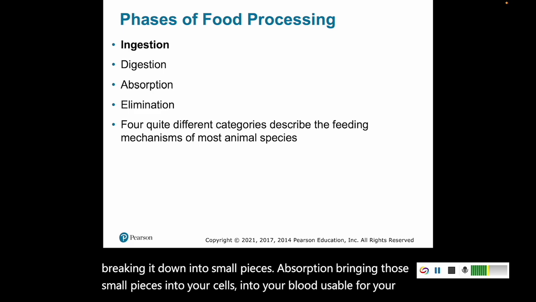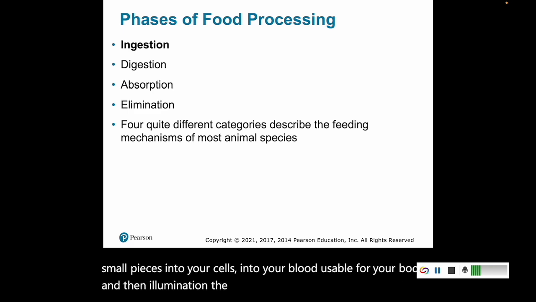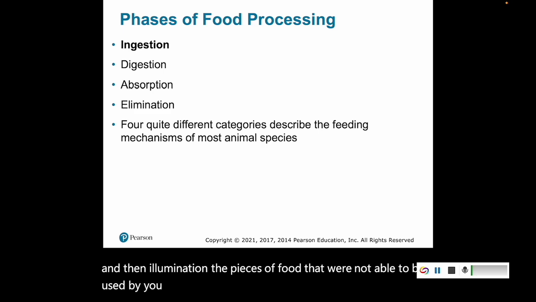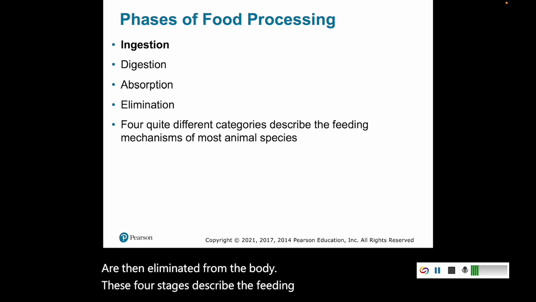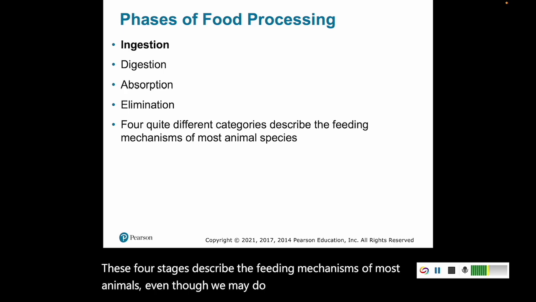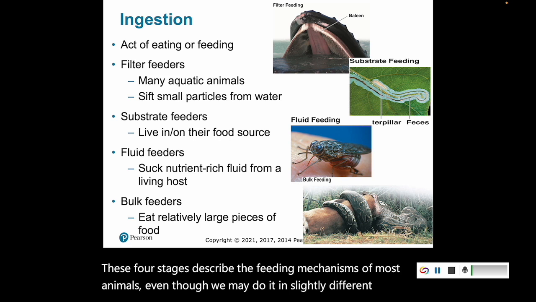And then elimination, the pieces of food that were not able to be used by you are then eliminated from the body. These four stages describe the feeding mechanisms of most animals, even though we may do it in slightly different ways. Ingestion, first, is the act of eating or feeding.